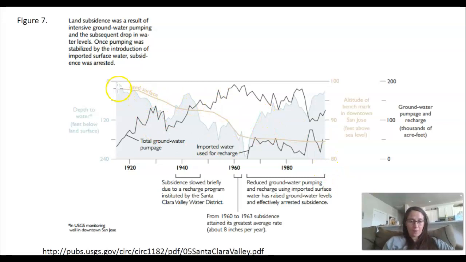Land surface is this red line that you're seeing. We have depth to water, which is the blue shaded area right here. We have the total groundwater pumpage right here, and you have imported water used for recharge right here. Those are the main 4 lines that you're seeing within the graph, and you have a bunch of supplementary information. For example, here you have supplementary information for these periods of time that they're giving you.